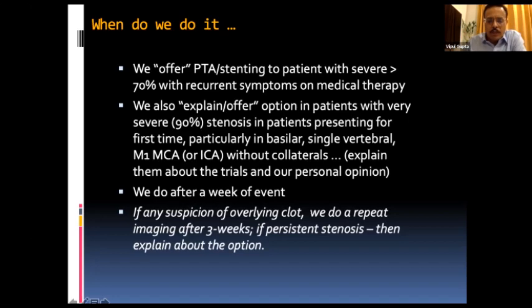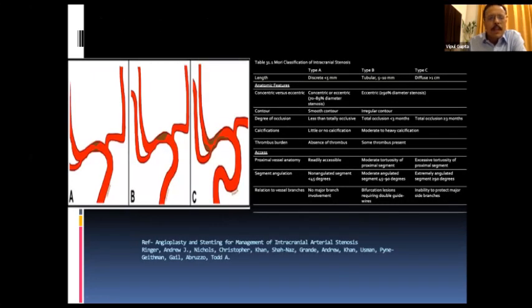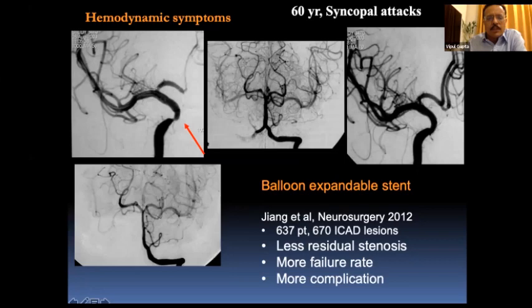And then we always wait for a week. In the angiogram, if there is any overlying clot, then we wait for another 2 to 3 weeks and only then do a repeat angiogram to assess the degree of stenosis. We always like to see this, known as the Mori classification, where there's a short segment concentric stenosis, more long segment and always eccentric stenosis, your diffuse disease, but your complication rate will keep rising between them.